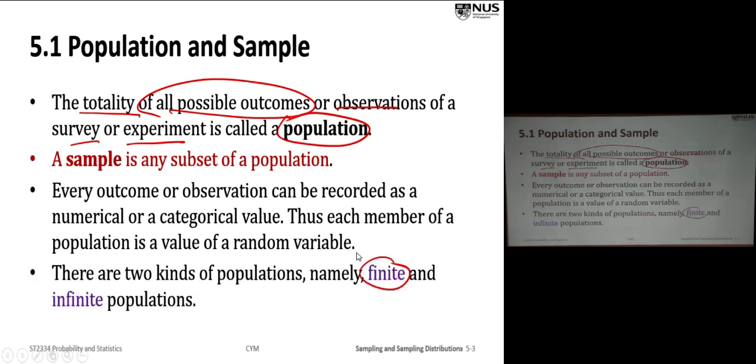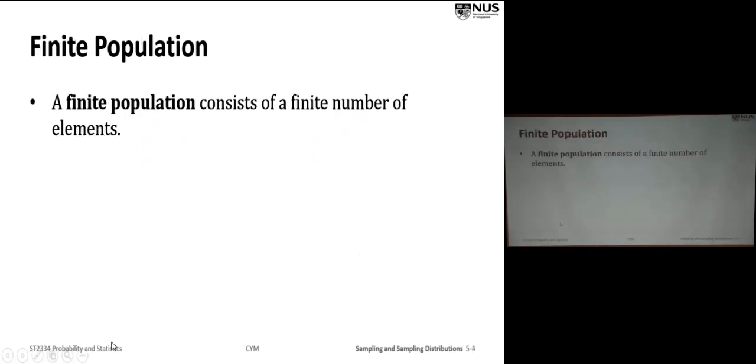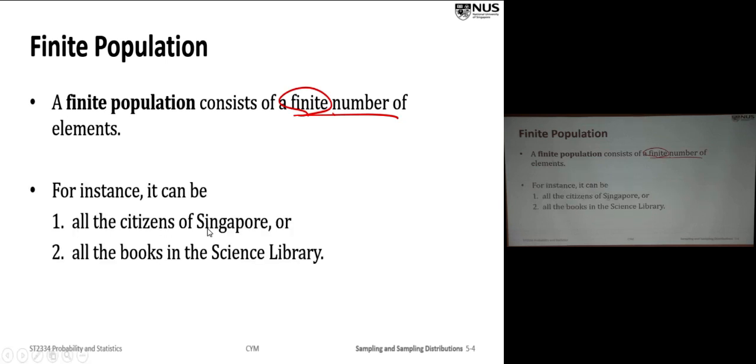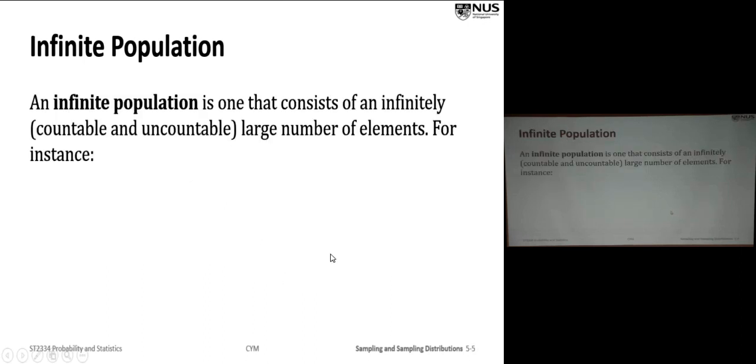So there are two kinds of populations, finite and infinite populations. So finite population means that the number of elements or possible outcomes are finite. So that is easy. All right, for example, all the citizens of Singapore or all the books in the science library, all right, they are finite. Infinite population is harder. But in fact, it's not that hard. It basically consists of elements which are either a very large number of elements, so large that you can count, but there are infinitely many of them. Or the other one is even worse, uncountable. That means you cannot count. It's so huge that you cannot count.